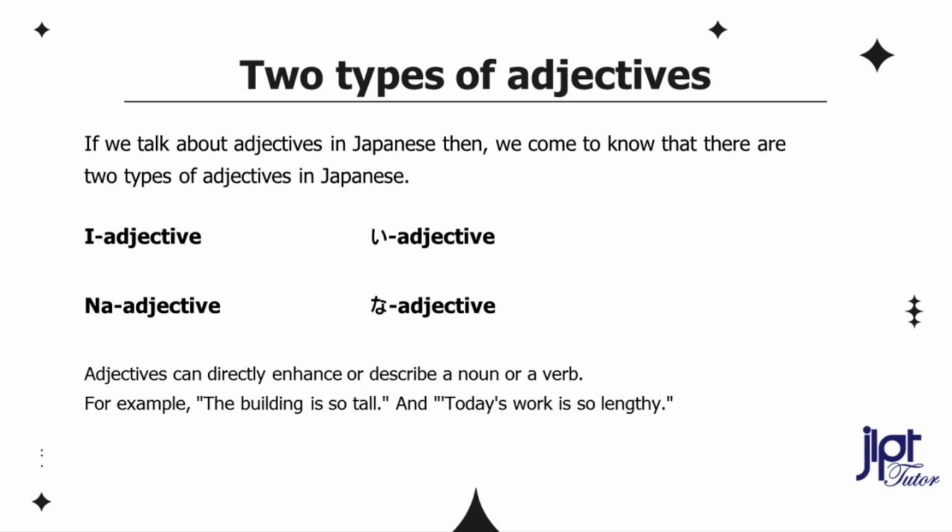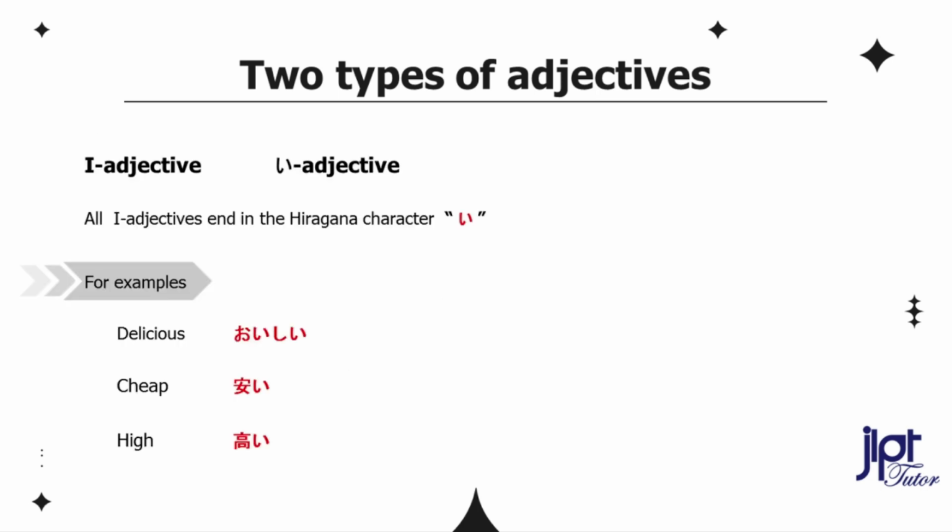Adjectives can directly enhance or describe a noun or verb. For example, the building is too tall, and today's work is so lengthy. If we talk about adjectives in Japanese, then we come to know that there are 2 types of adjectives in Japanese. I adjective, na adjective. Let's talk about i adjectives first.